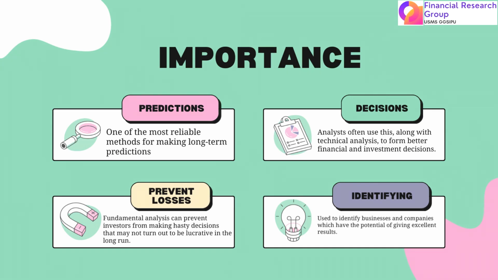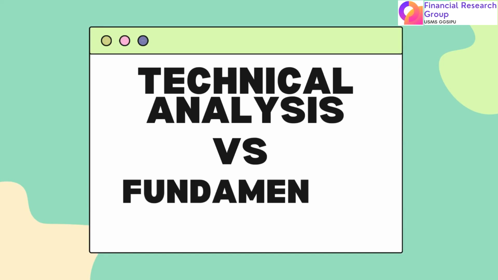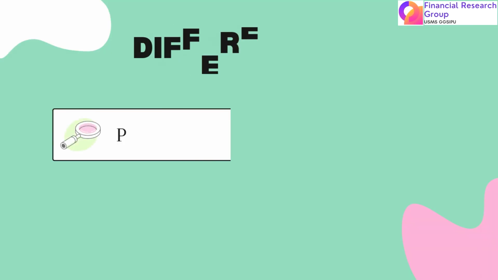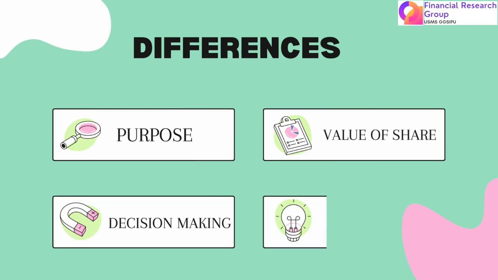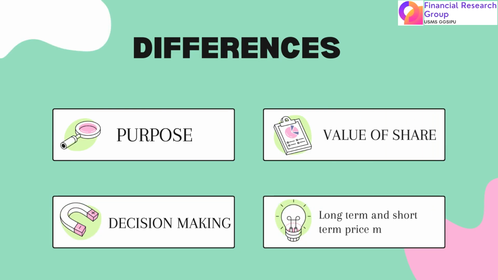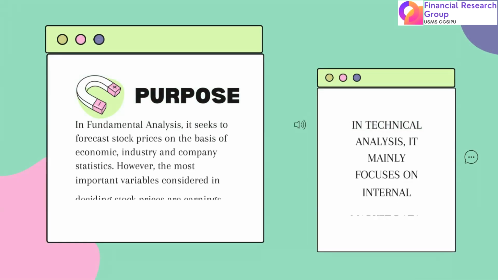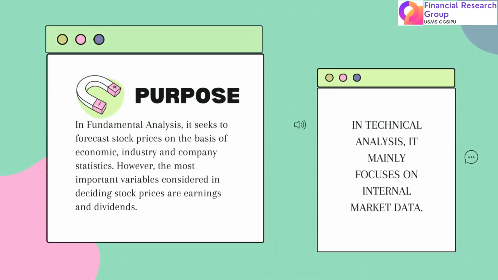Now let's talk about the difference between technical analysis and fundamental analysis. Differences are made on the basis of purpose, value of share, decision making, and long-term and short-term price movement. Purpose. Fundamental analysis seeks to forecast stock prices on the basis of economic, industry and company statistics. However, the most important variables considered in deciding stock prices are earnings and dividends, whereas technical analysis mainly focuses on internal market data.